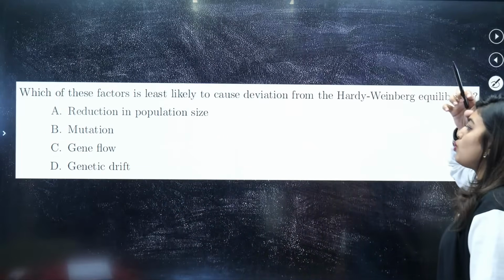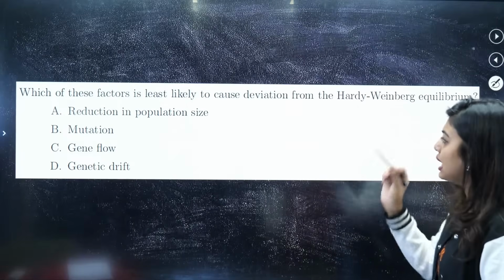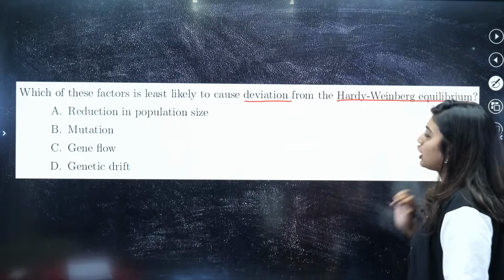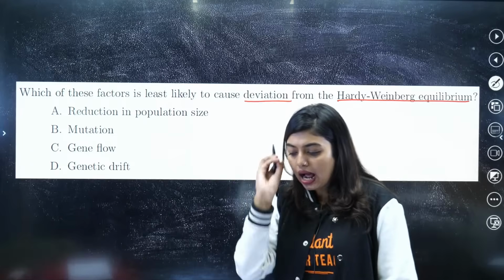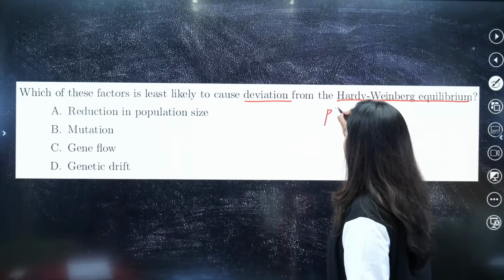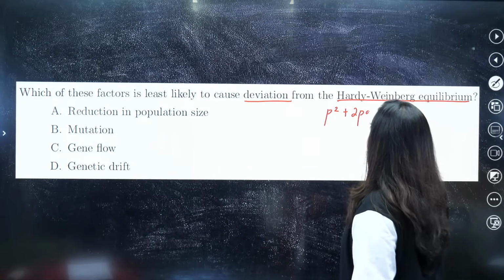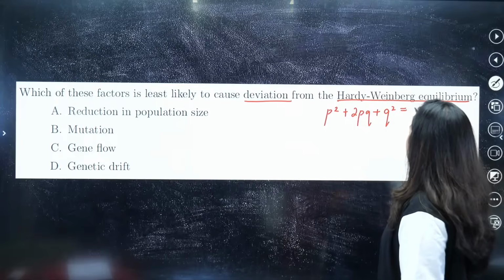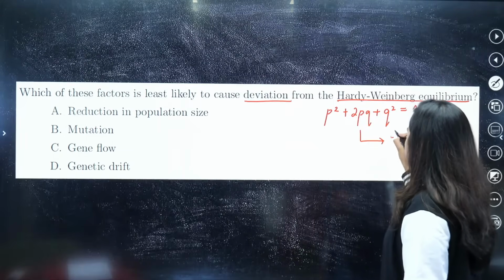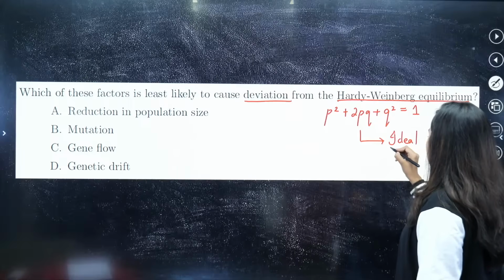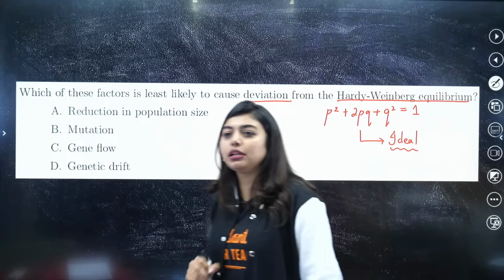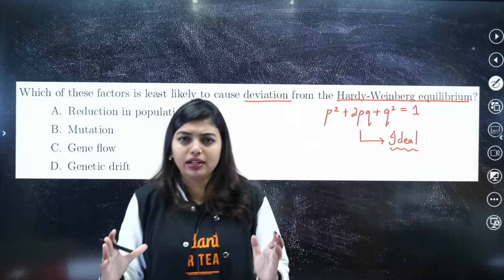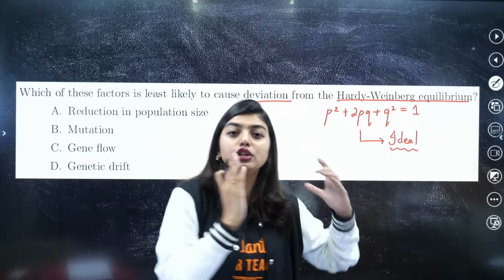Now, next one. Which of these factors is least likely to cause deviation from Hardy-Weinberg equilibrium? Please understand, Hardy-Weinberg equilibrium, where you study your p square plus 2pq plus q square, this equation is a very ideal situation equation. What do I mean by ideal? That means all the conditions are favorable. All the conditions are according to the law.